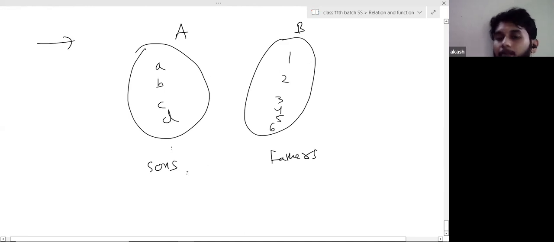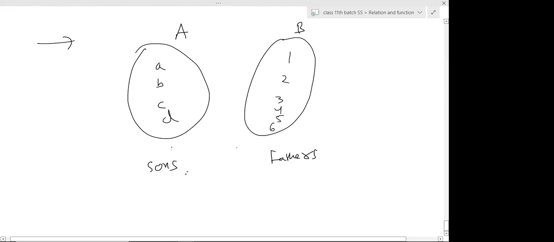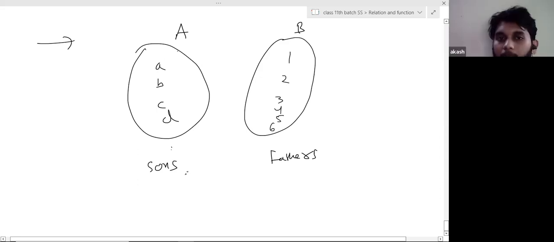If there is a son, then he must have a father, right, Fahad? Yes. And only one father, right? So A can be connected to only one of these 6 elements, right? He can have one father. But if there is a father 6, he may or may not have a son, right?